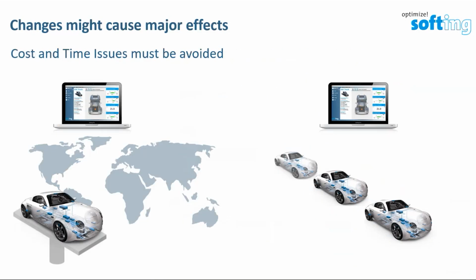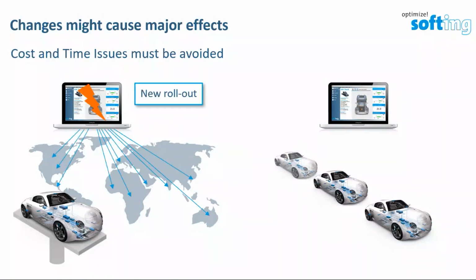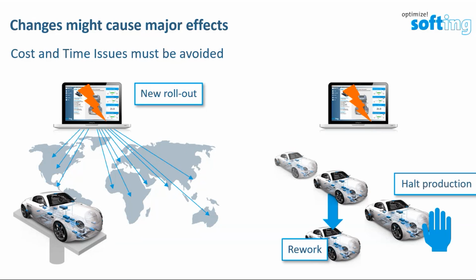All right, so those changes might cause major effects, like unrecognized errors. We have two examples of this right here. The first one is in after sales when we have a worldwide rollout. During this rollout, unrecognized errors can lead to a delay of up to 9 months in the whole process. So a huge time issue.